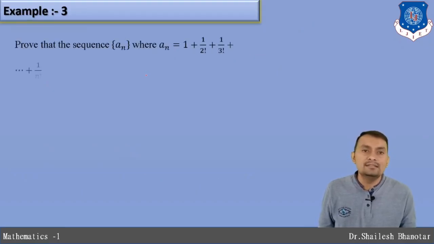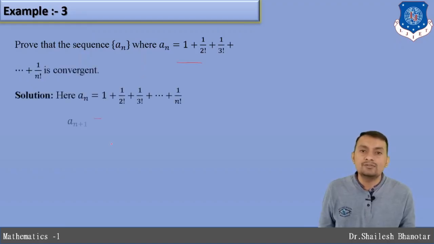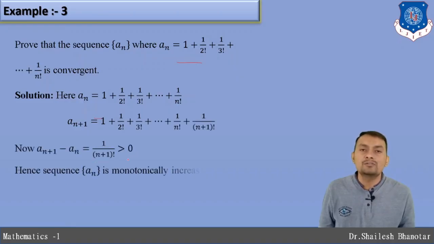This is another question like that. Also we can say that an is there, so we can find an plus 1, and after that we have to take an plus 1 minus an, because we want to show that the sequence is convergent. So for that we have to check that it is monotonic as well as bounded above or below. So let us start with an plus 1 minus an. The answer is 1 divided by n plus 1, because the other terms are going to cancel out. So we are left with only this one, which is positive, and therefore it is monotonically increasing.